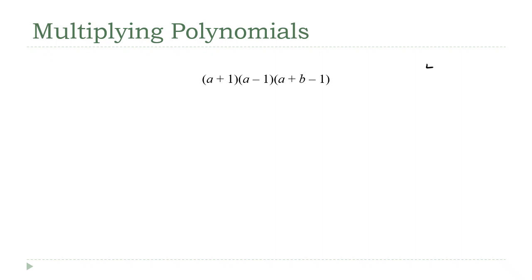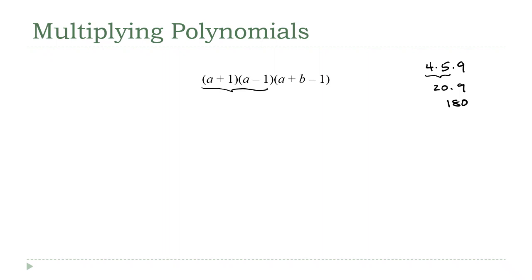Well, I want you to think about how we would do this if they were numbers, right? If you wanted to multiply 4 times 5 times 9, for example, you just completely ignore the 9 for a minute. Say, look, 4 times 5 is 20. 20 times 9 is 180. In other words, you do them two at a time. Well, that's exactly the same thing I'm going to do here. I'm going to just completely ignore that a plus b minus 1, and I'm going to multiply the a plus 1 and the a minus 1 together.